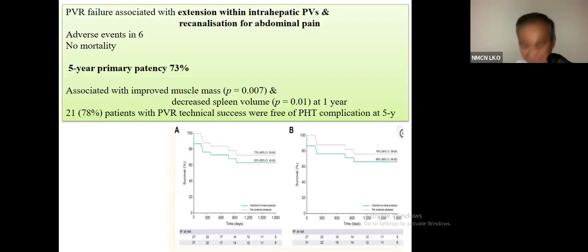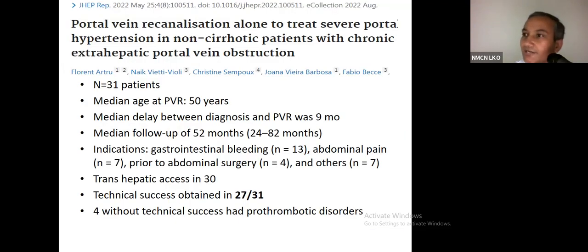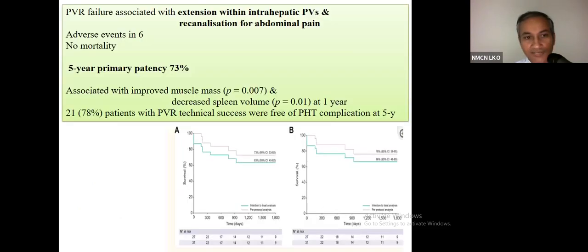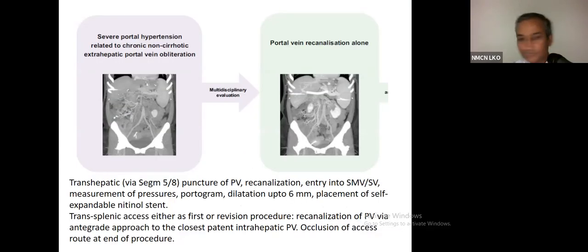The technical success was attained in 27 out of 31 patients, whereas in 4 patients this procedure failed. Failure of this procedure was associated with extension within the intrahepatic portal veins, but the primary patency rate was around 73%. This is the diagram which was mentioned, and this series was published in Hepatology last year only.